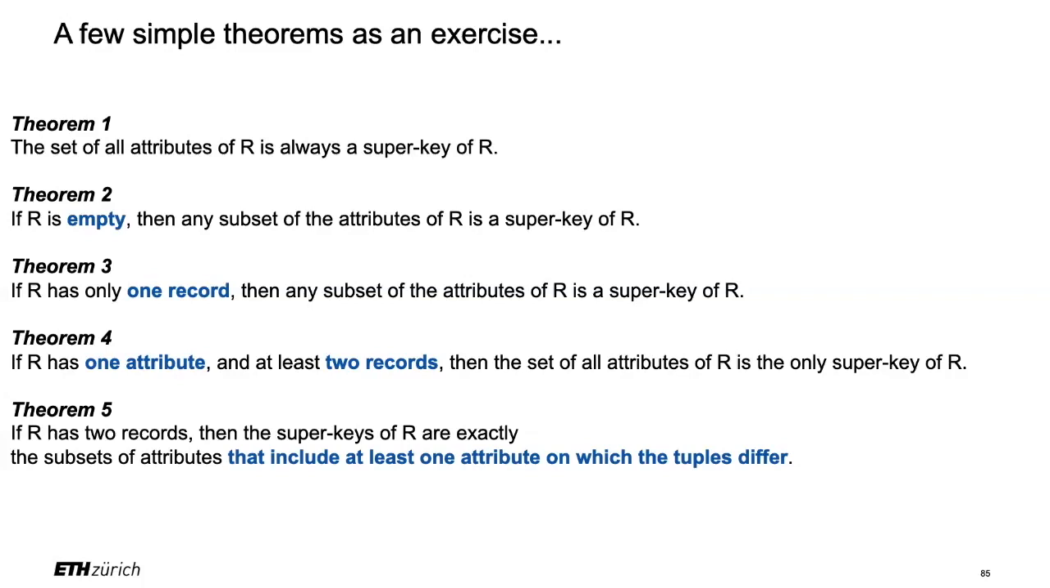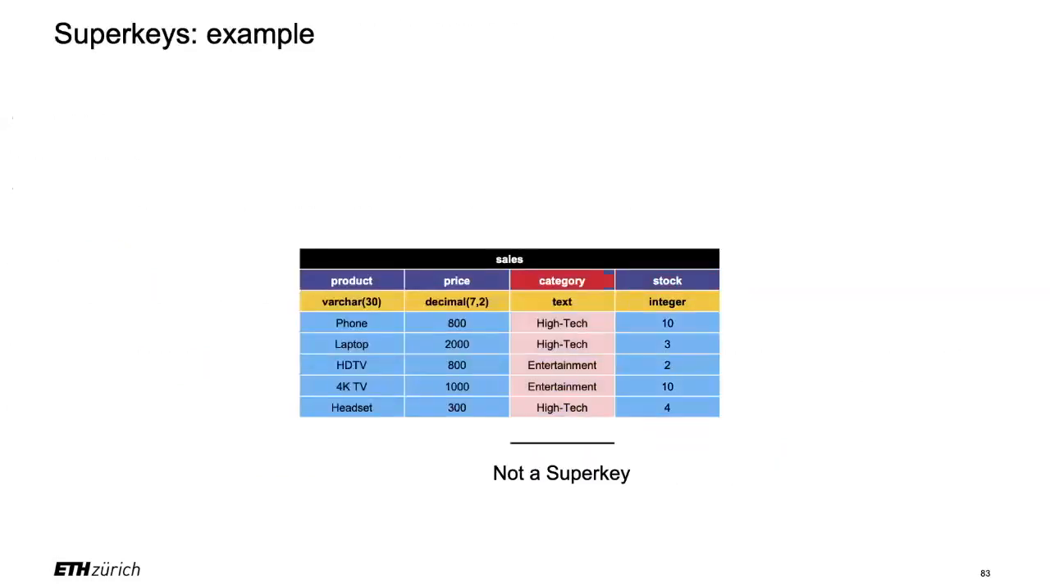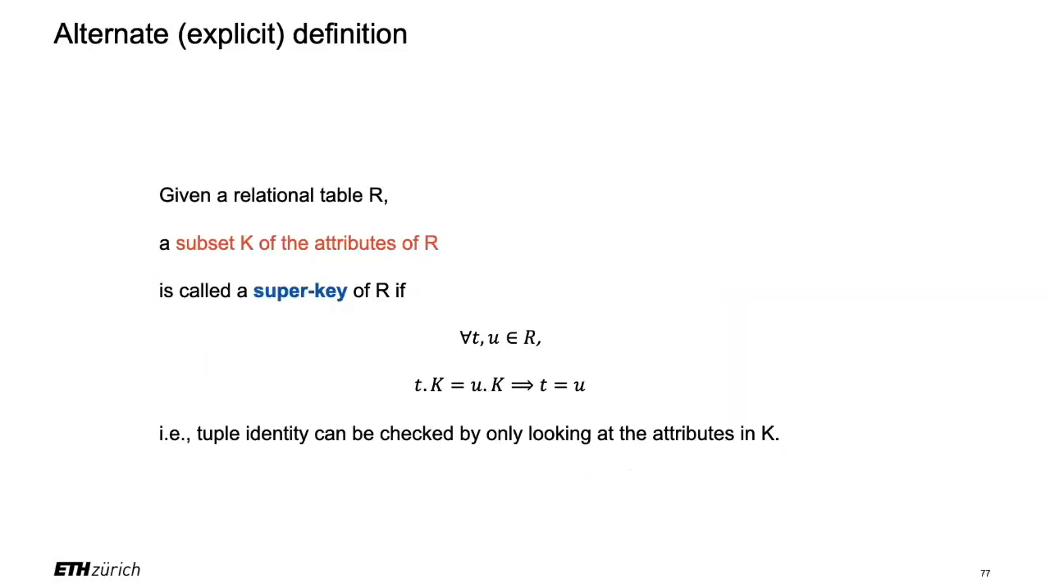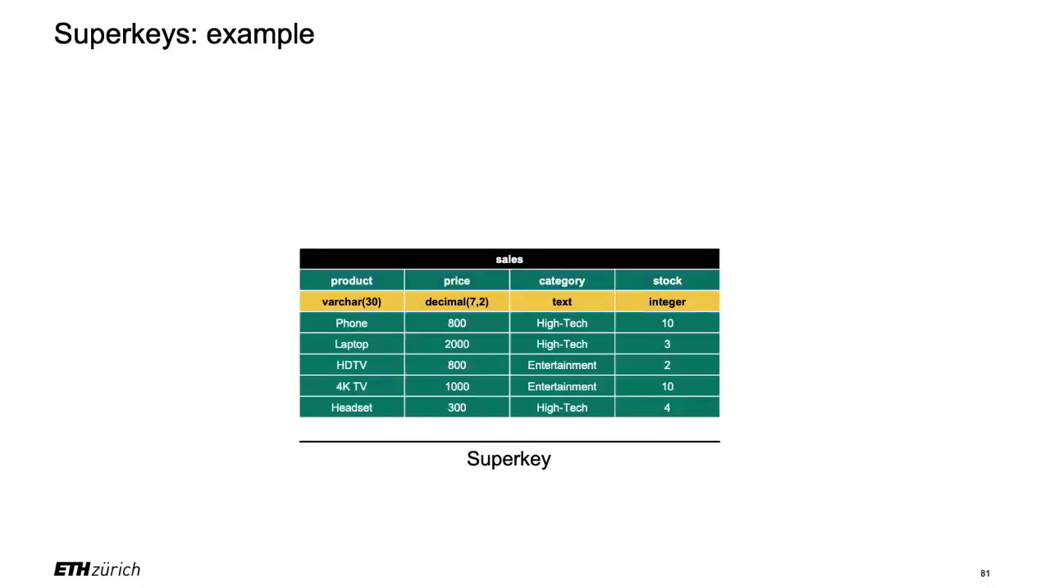Second, that's really for the purists and mathematicians, if R is empty, then any subset of the attributes is a super key, right? But that just has to do with the fact that we have a for all here. We have a for all, but a for all T and U in an empty set, that's always true, right? So this is the reason.